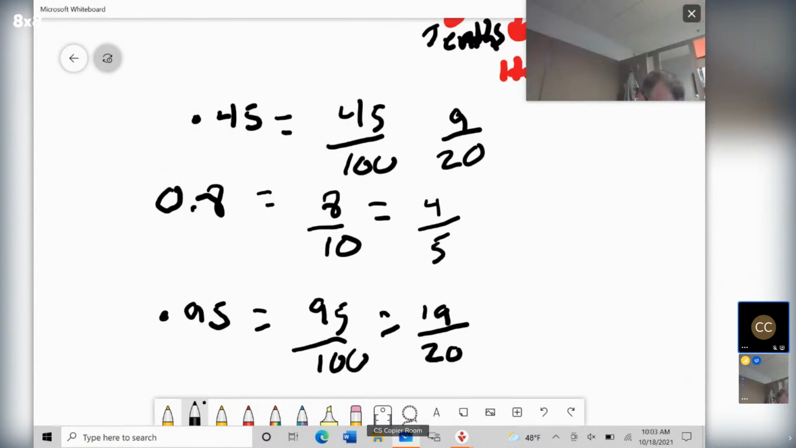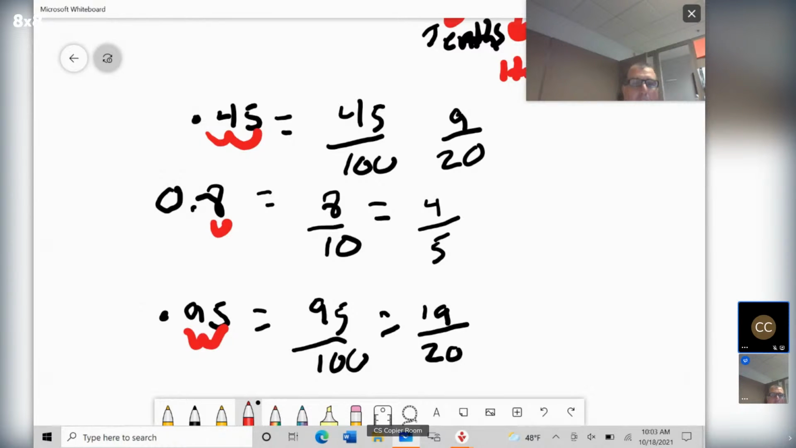And you guys, the indicator is always going to be how many places to the right of the decimal the number goes. So in this one up here, we're going to see 1, 2. This one only has 1. This one has 1, 2. So this one's going to be over the hundredths. This one's going to be over the tenths. This one's going to be over hundredths.